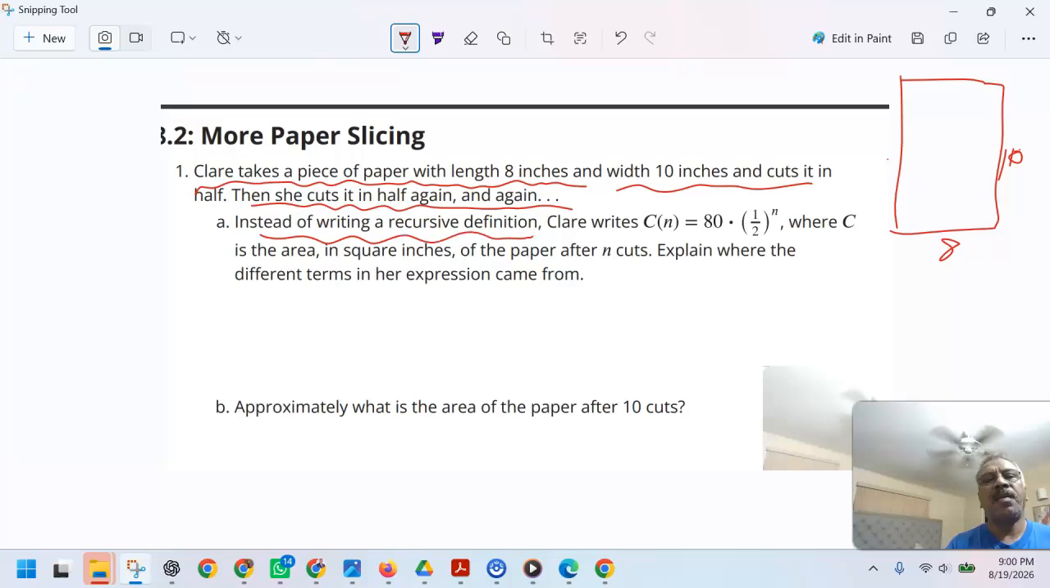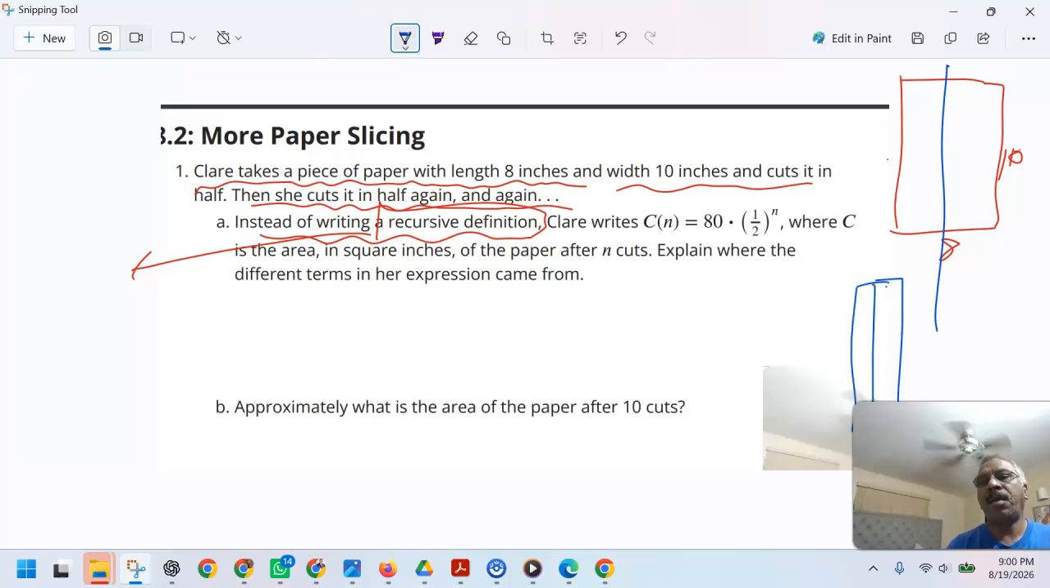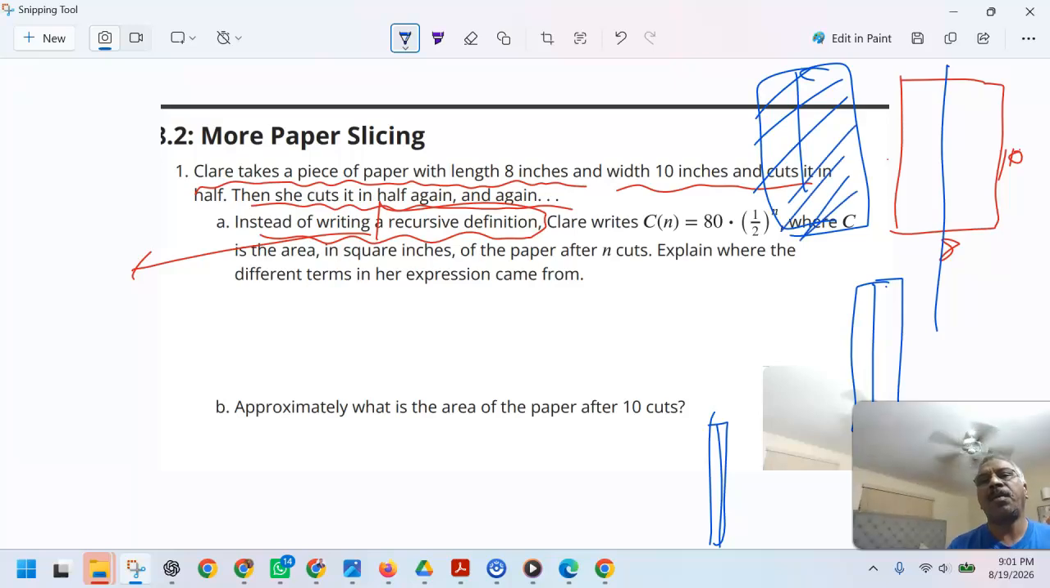So instead of writing a recursive definition, last time we had done the recursive definition. If you remember, when we cut this into half like this, and then again we cut that into another half, and then again cut this skinny one into another one, we had written down that in the beginning it was the whole page, and the whole area was 80. Then this becomes 40, this becomes 20, and then this becomes 10.